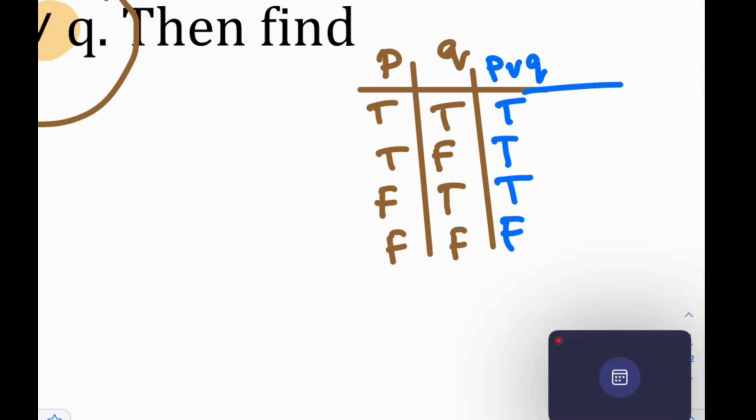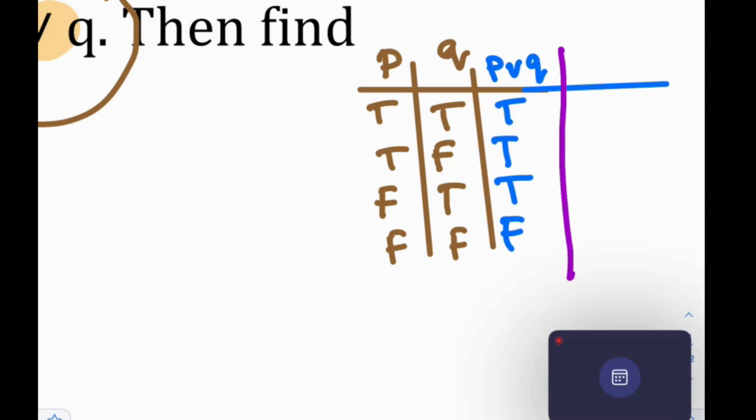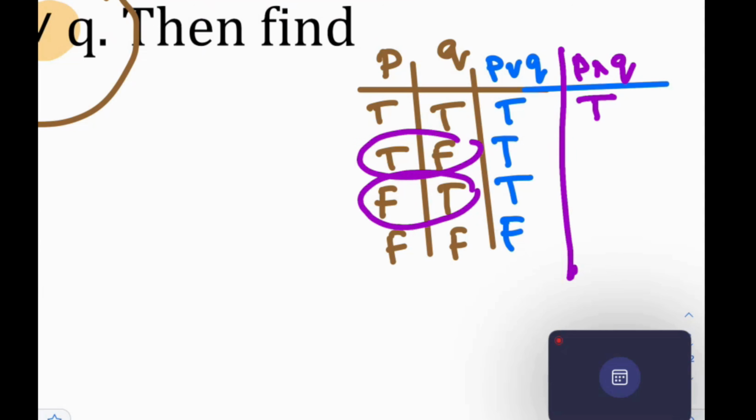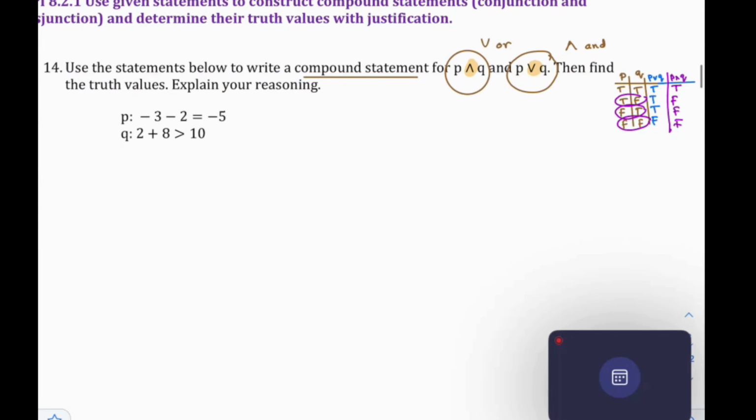But for the and, it's the opposite case. When I say the opposite case, what do I mean? If you combine with and, any false statement will lead to a false combination. So this has no false statement, so it's true. But all those, if you look at those, false, false, false. Any false statement will lead to false. So the only case that it will be true is if both statements together are true. So let's now read what is required. First, we need to write the compound statements.